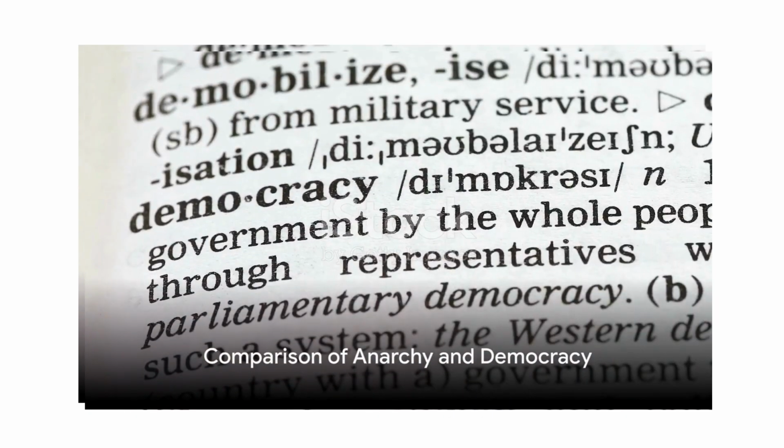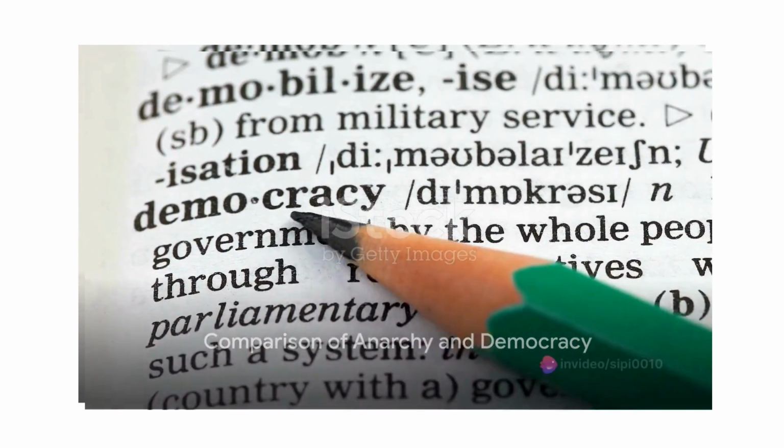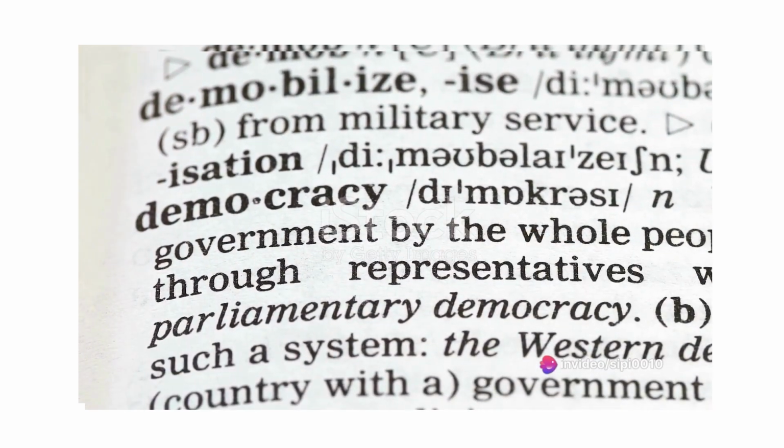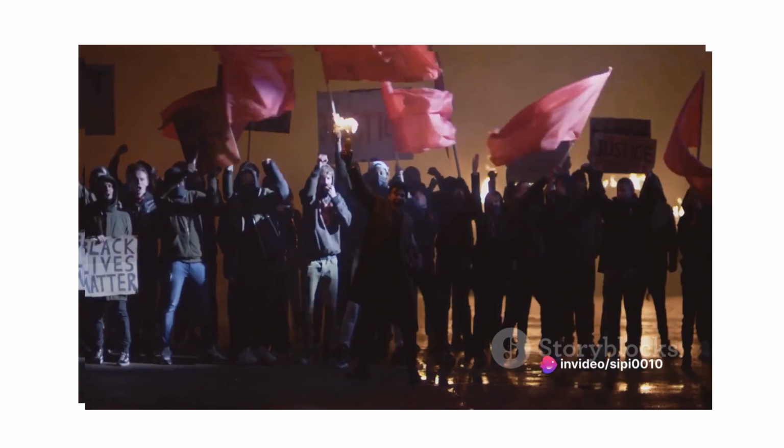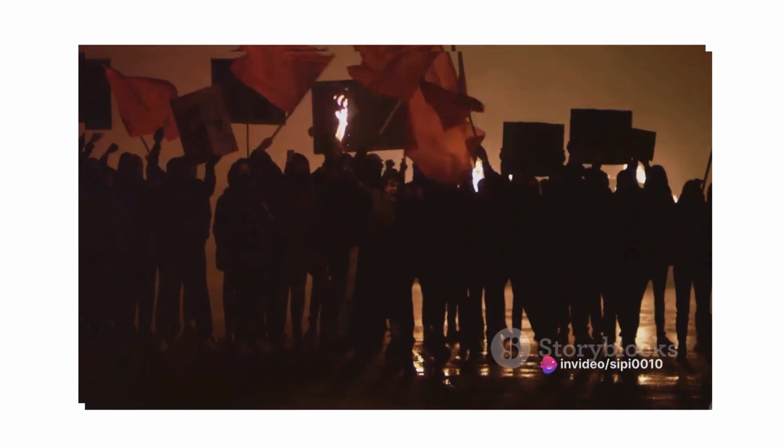Anarchy and democracy represent opposite ends of the spectrum in terms of governmental structure and power distribution. In a democracy, power is held by the people and exercised through elected representatives, while in an anarchy, there is no central government and powers are distributed among individuals.